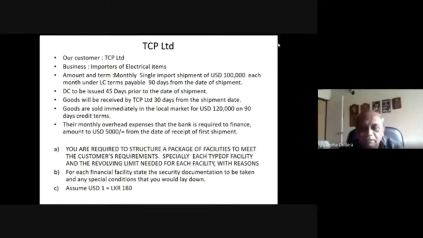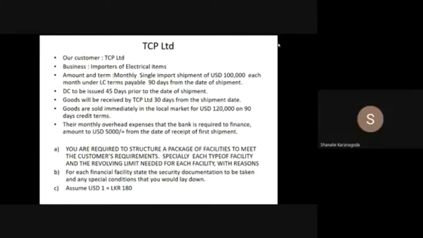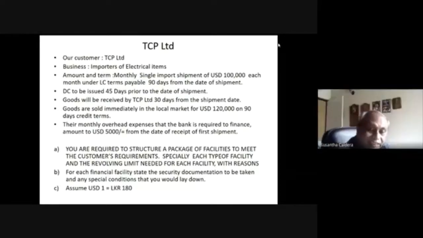What are the security documentation? General Security Agreement. Excellent, I didn't expect that answer from anybody. General Security Agreement, ඒක ගන්න ඕන. ඊට පස්සේ තව එකක්: LC application. Very good.